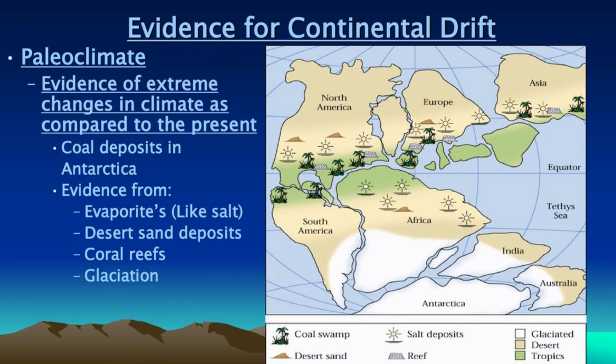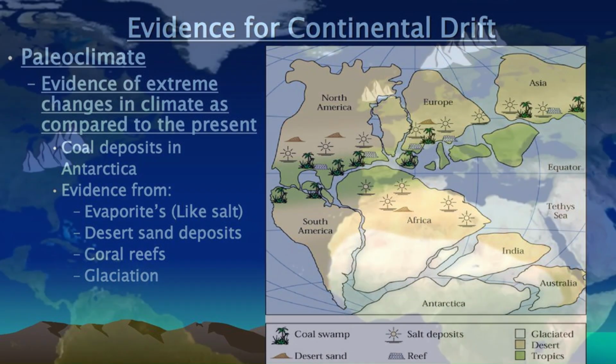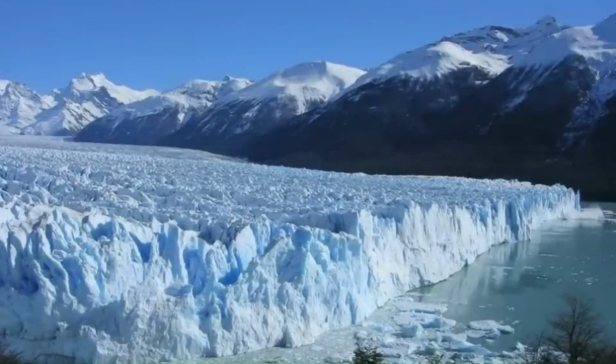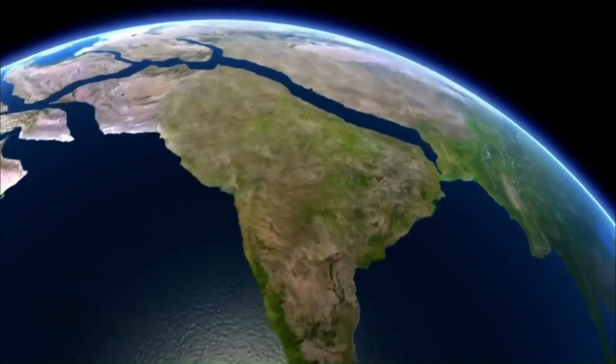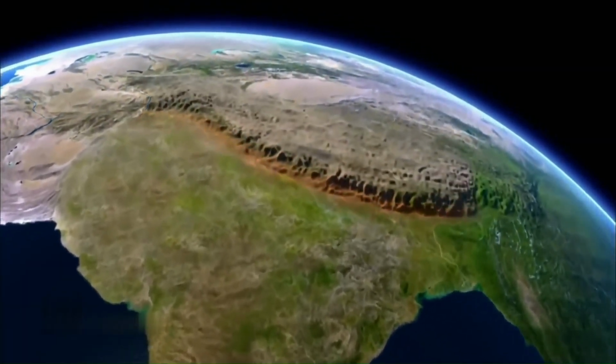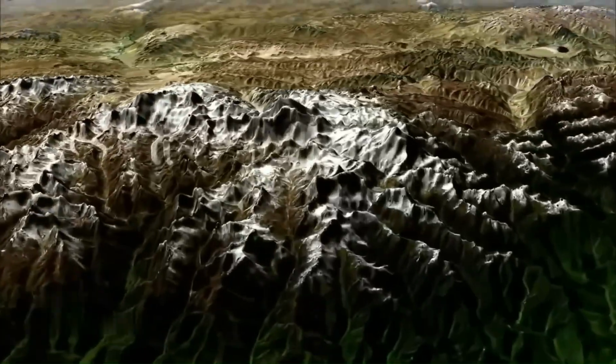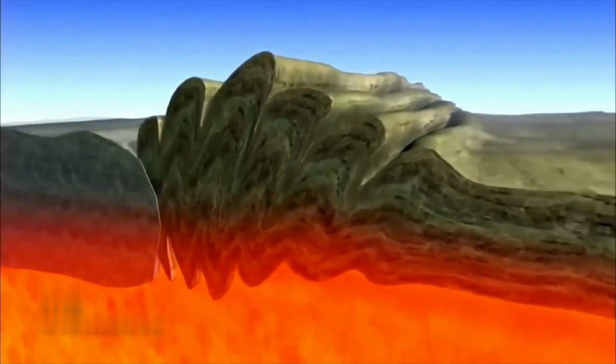Paleoclimatic evidence. Evidence of past climates, such as glacial deposits, showed that regions now located near the equator once had polar climates. For instance, glacial deposits found in South America, Africa, India, and Australia suggest that these continents were once situated closer to the South Pole. Evidence of coal beds found in Antarctica indicates it was once located in a much warmer region, as coal forms in tropical conditions.